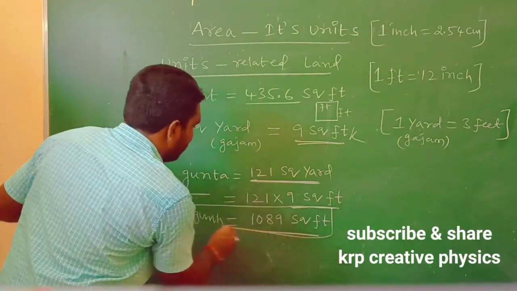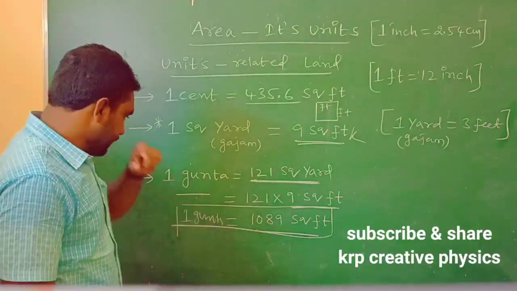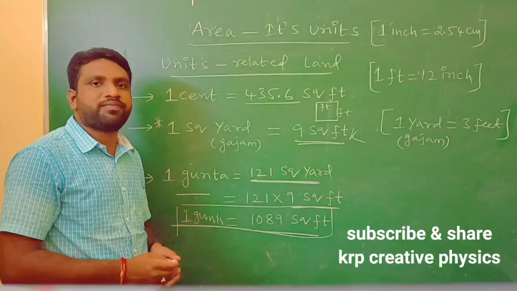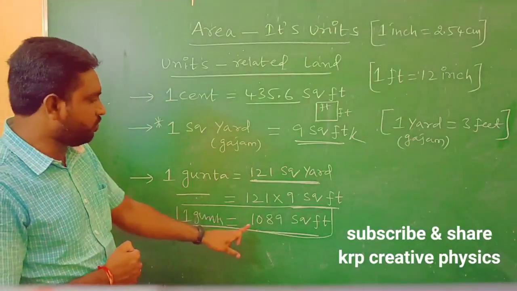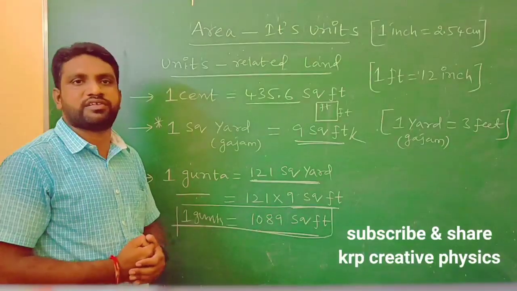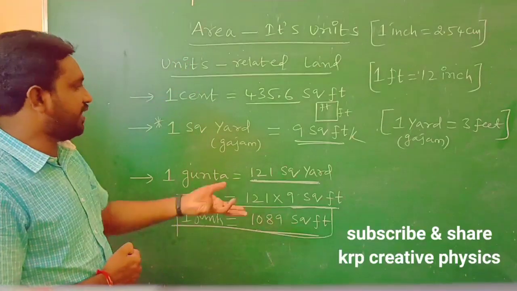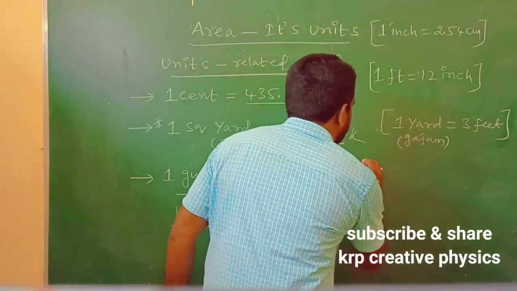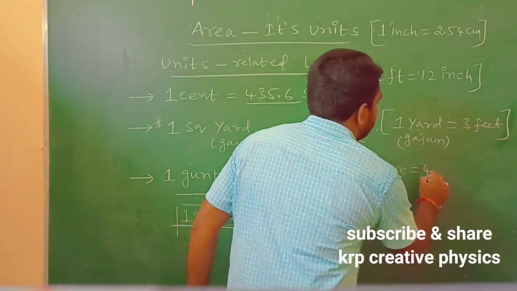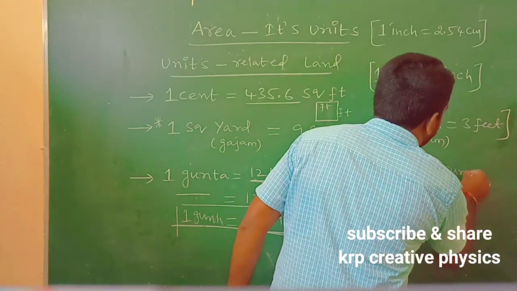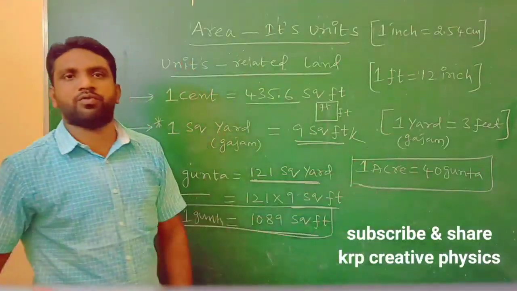Everyone is going to use this unit, SFT. Why? Because nowadays we are measuring land in square feet only, most probably. That's why you should remember 1 gunta equals 1089 square feet. Including all these things, finally we need to know one more thing. 1 acre of land equals 40 guntas. This is the bigger one. 1 acre equals 40 gunta.